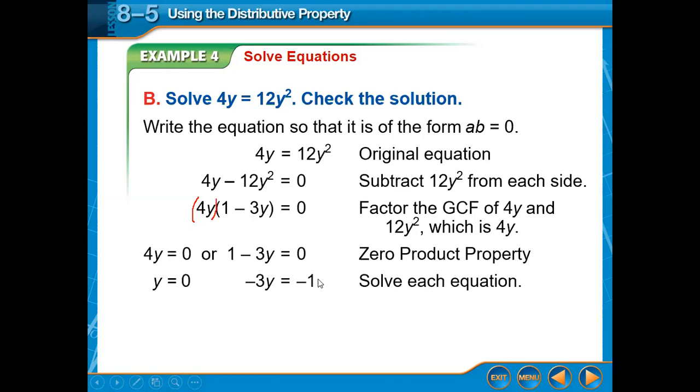Here they subtracted 1 and divided by negative 3, and y would equal 1/3. Don't make it a decimal, leave it as a fraction. So you got two possible answers, 0 for y or 1/3 for y. If you put these back into this original equation and multiply it out, square and do all those fun things, you'll find out that the equation does equal 0. Okay?